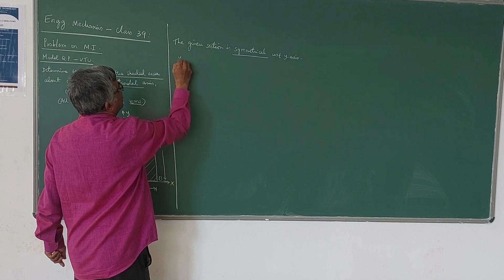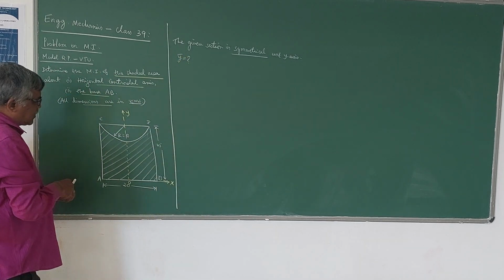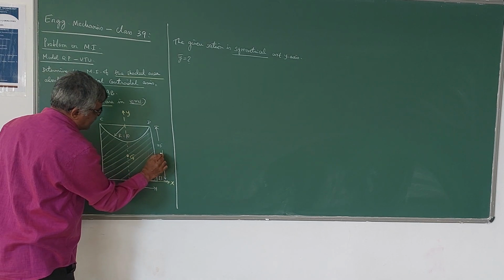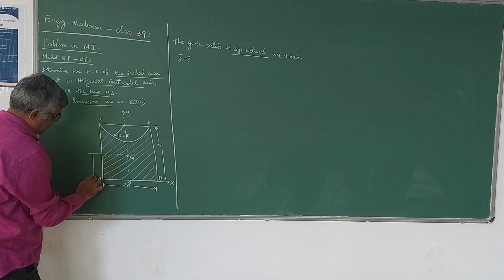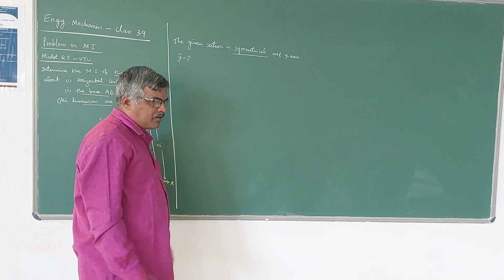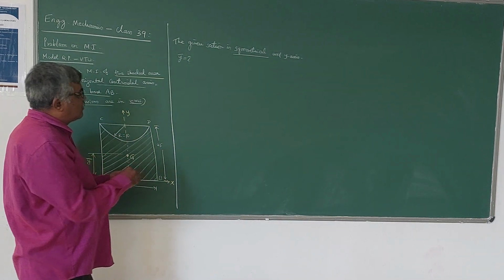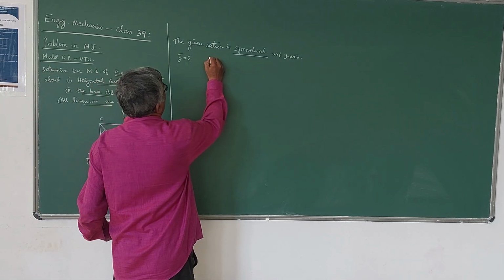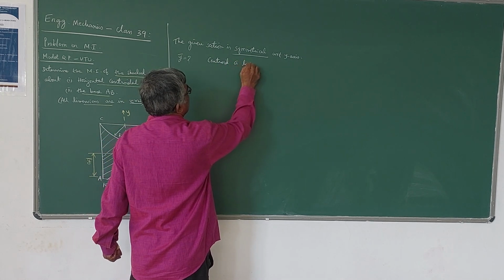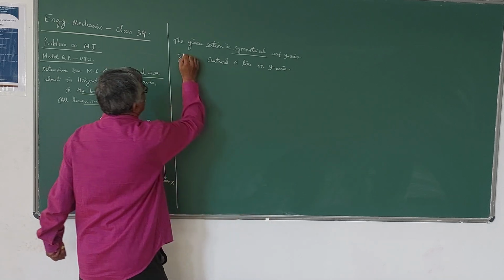So only y bar we have to calculate. That is the distance of the centroid from the x-axis. G may lie somewhere here. This distance, as you know, is y bar. You need not calculate x bar because the section is symmetrical with respect to the y-axis. So the centroid lies on the y-axis. The meaning of this is centroid G lies on the y-axis. So only one distance we need to calculate, that is y bar.